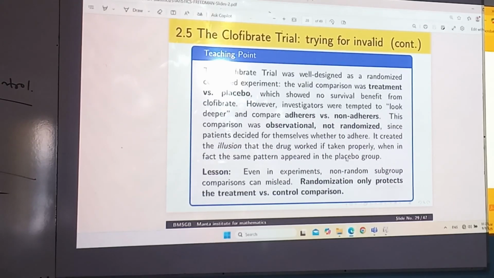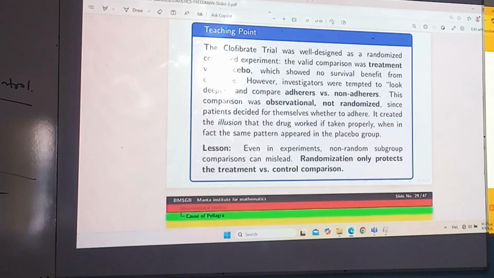It created the illusion that the drug worked if taken properly, when in fact the same pattern appeared in the placebo group. So definitely in this case, because we have a placebo, we can clearly see there is no difference. Even if there was no placebo group, we would have come to the same decision. So the lesson is, even in experiments, non-random subgroup comparisons can mislead. Randomization only protects the treatment versus control comparison. Right? So it protects from other confounding factors.